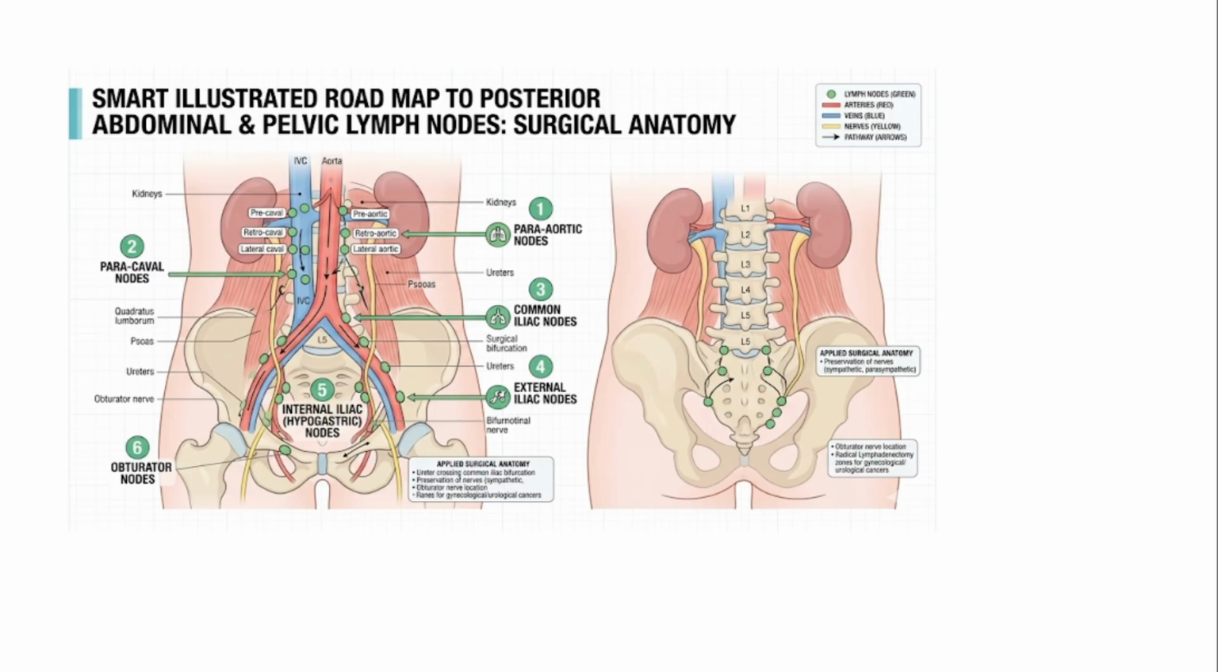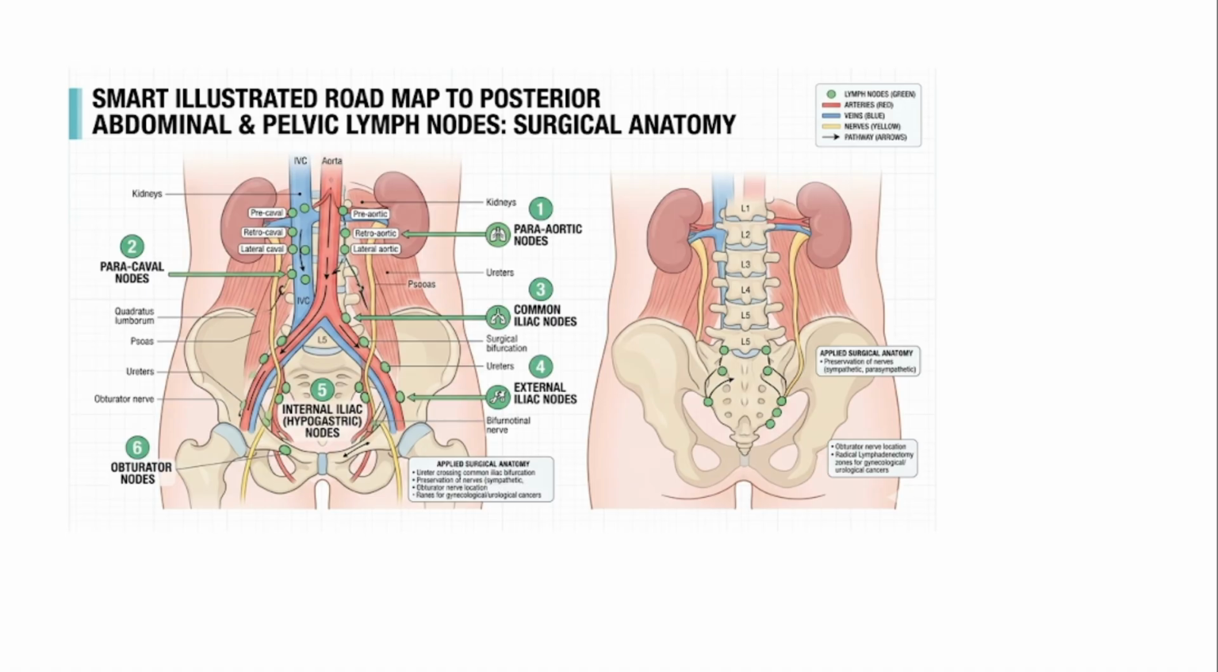The third group of nodes is the common iliac nodes. We can see in the diagram the common iliac artery, which is crossed anteriorly by the ureter at the level of the pelvic brim, which is a very dangerous surgical landmark we discussed before in many videos. Group 4 is the external iliac nodes. Group 5 is the internal iliac nodes or hypogastric nodes.